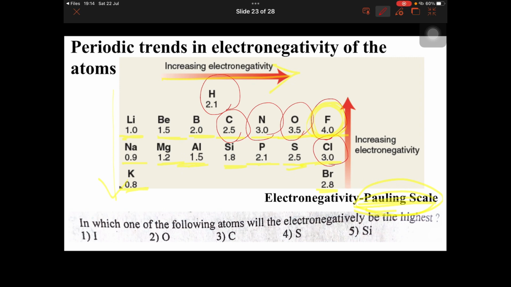Across a period, electronegativity increases. That is also coming with that increase in the effective nuclear charge, because the electron cloud is more attracted towards the nucleus across a period. And down the group electronegativity decreases. Upwards towards the group it increases, down the group it decreases. So I hope you understand this concept of electronegativity, and you can answer this question given below.